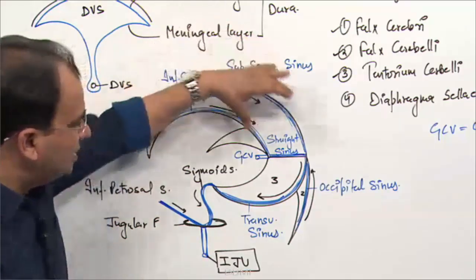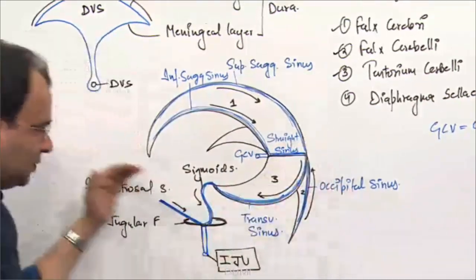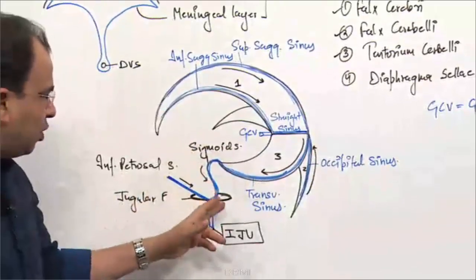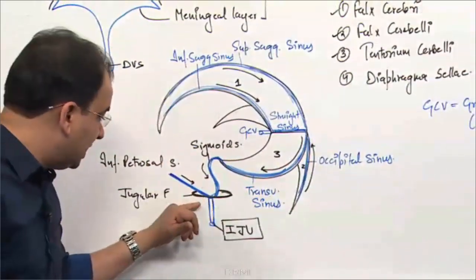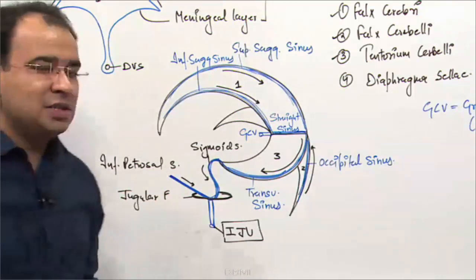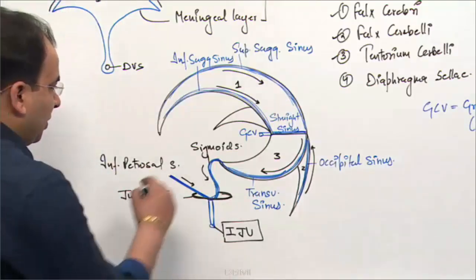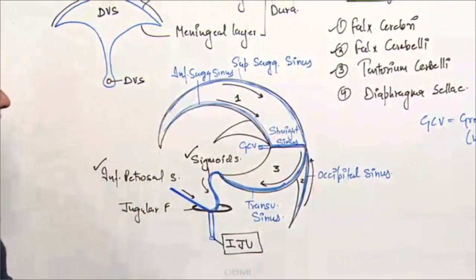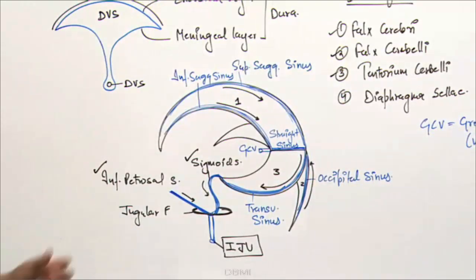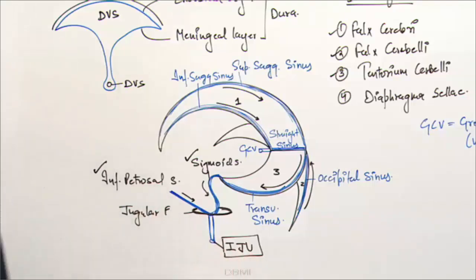Superior sagittal, inferior sagittal to straight. Straight takes it backwards, receives from the occipital, gives it to transverse, transverse into the sigmoid, sigmoid joins with the inferior petrosal sinus just below the jugular foramen and forms the internal jugular vein. They even ask this question: what are the formative tributaries of the internal jugular vein? So these are the two formative tributaries, this one and this one. Make sure to write them separately, that the sigmoid sinus and inferior petrosal sinus are the formative tributaries of the internal jugular vein.